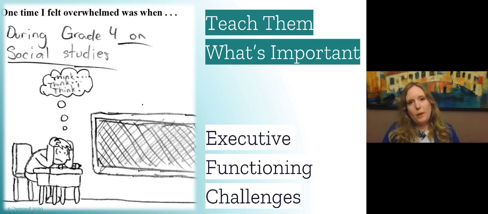So we can also help by breaking tasks down for them. So even cutting up worksheets and giving them a strip at a time, or giving them one paragraph of the essay they have to write that is due tomorrow, and the next paragraph the next day, and just helping them to manage in small, manageable chunks.